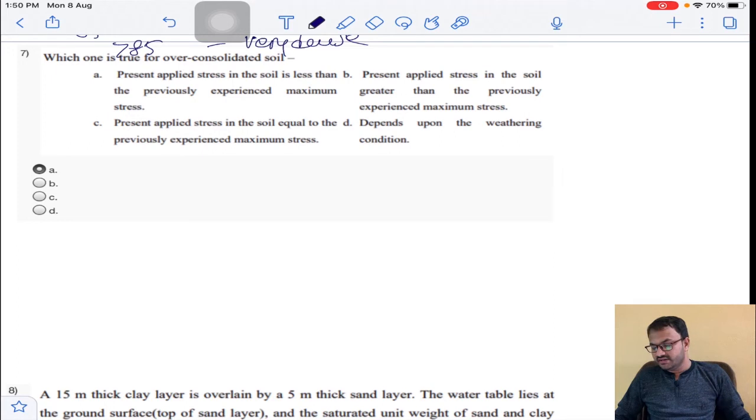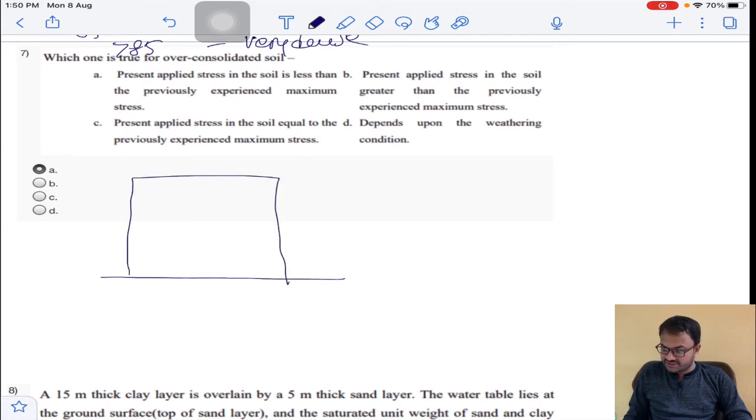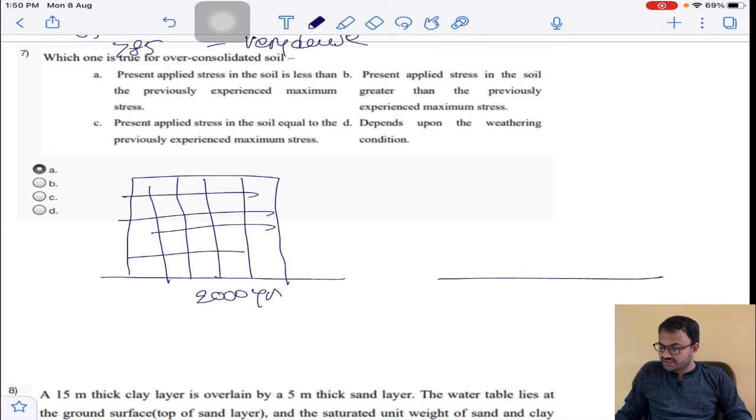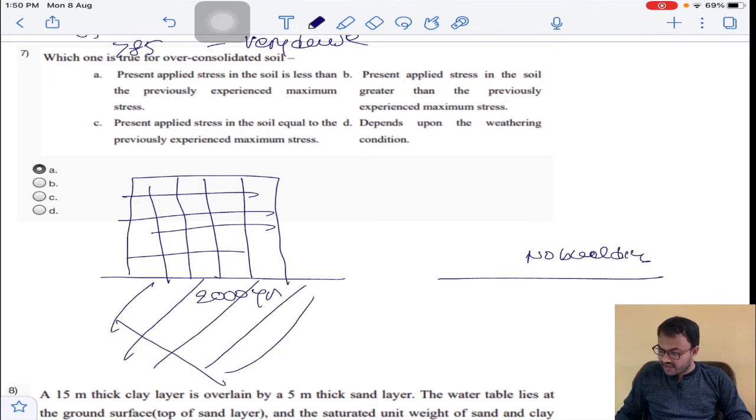Which one of the following represents over consolidated soil? Over consolidated soil means present applied stress in the soil is less than previously experienced maximum stress. For example, in an area there is a 10-floor building, let us assume. In the year 2000 there is a building of 10 floors. Now in 2022 I have removed it completely, there is no building.